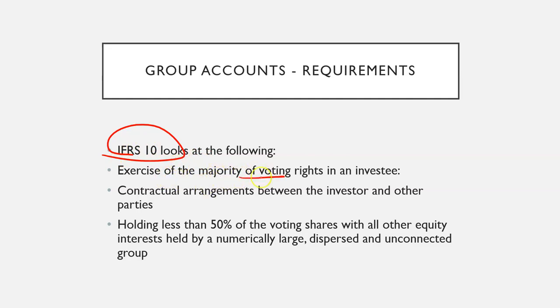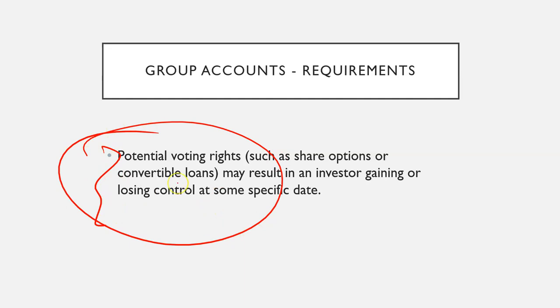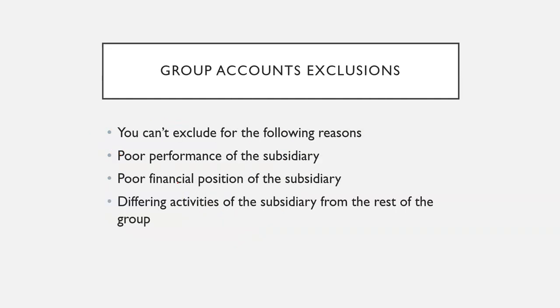Exercise of the majority of voting rights, contractual arrangements, and again, this kind of highlights what I was saying earlier on. You may hold less than 50%, but where you have this dispersion and unconnected nature of the other shareholders who don't have any power, who can't actually affect any kind of change, you are still very much in control. And what we were talking about here, linking voting rights to a certain class of shares. Now, I'll stop at 15 minutes. I'll always stop at 15 minutes.